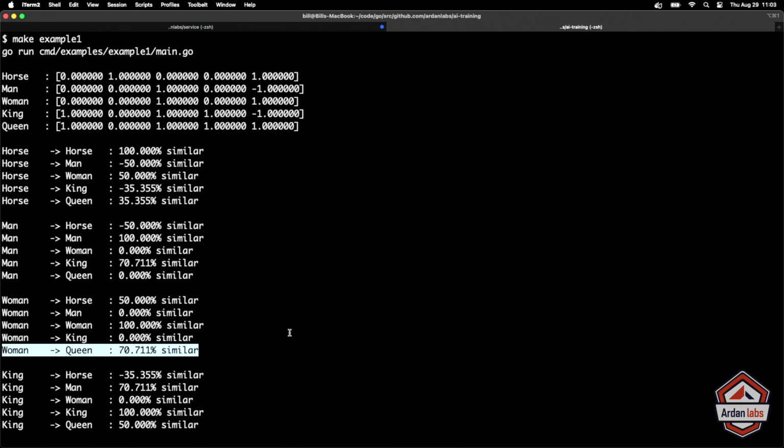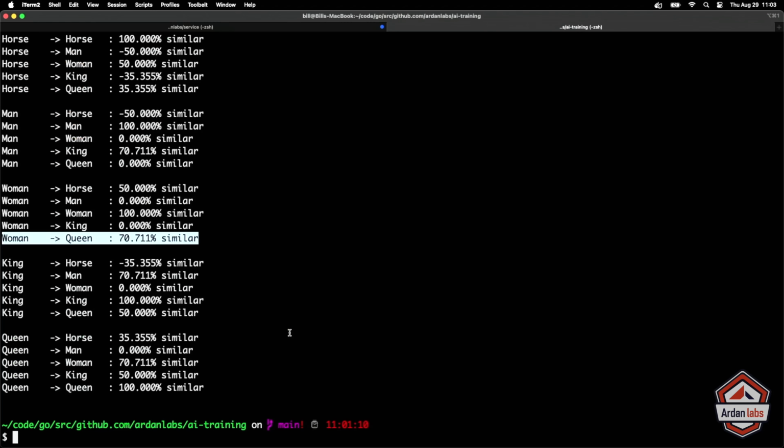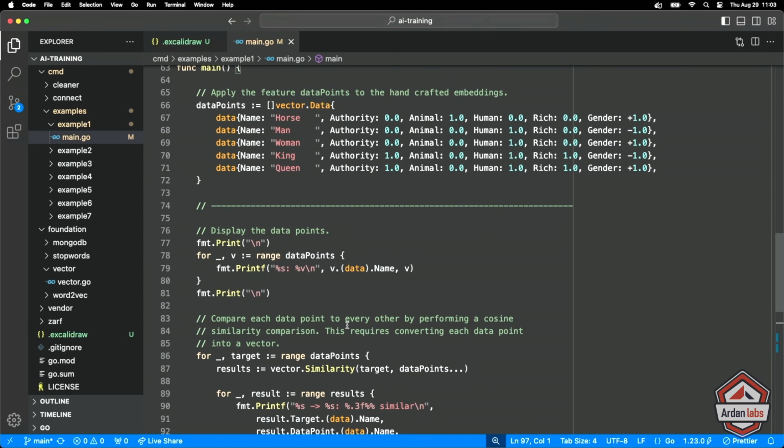Okay, so you could see here that even with our small 5 data point system, our 5 data point vector, we're able to get some accuracy around the fact that a woman and a queen are 70% similar, a man and a king is 70% similar. And you can see how this could begin to start working.